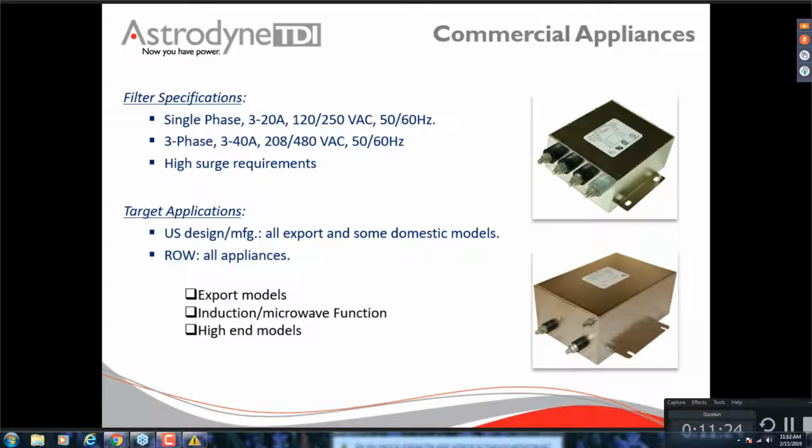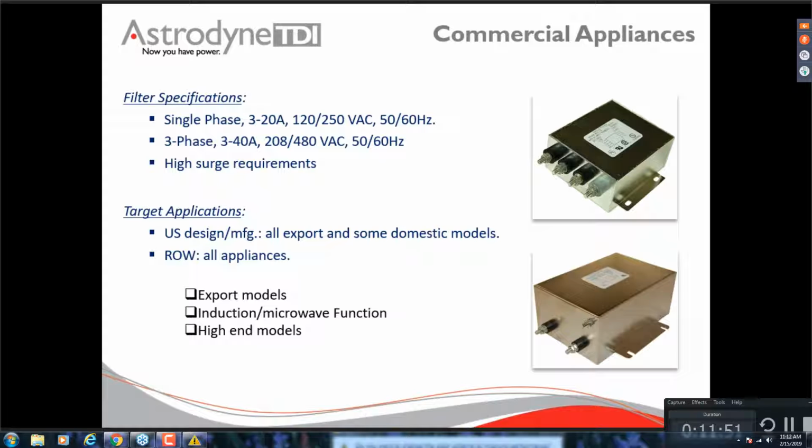One of the things worth mentioning here is the high surge requirements. A lot of these higher power products require high surge requirements, and we're talking about anywhere from 4 to 5 kV of voltage. So our filters are a little bit more than the standard filters in terms of offering for this application, where they can sustain those kind of surge requirements.